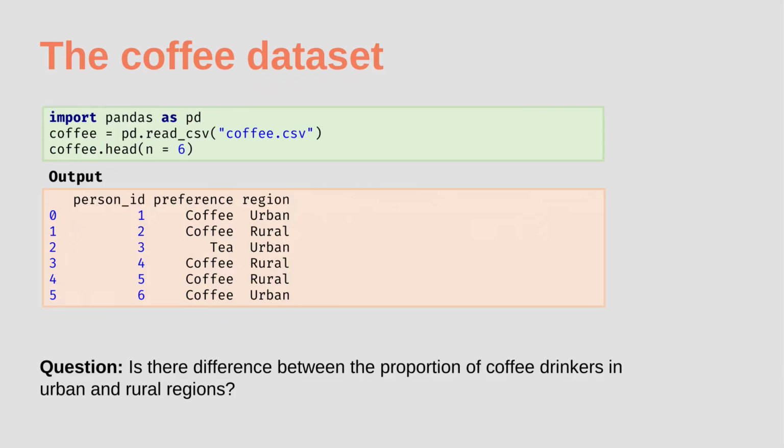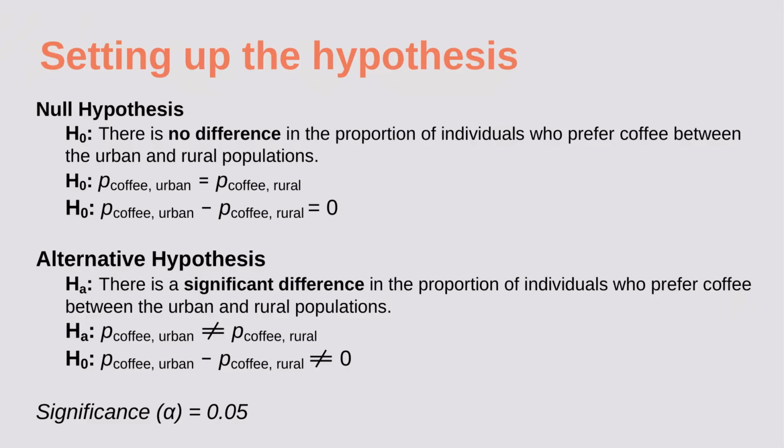This time as well, we'll look at the coffee dataset and ask the following question. Is there a difference between the proportion of coffee drinkers in urban and rural regions? First, we set up the hypothesis for the two sample proportion test.